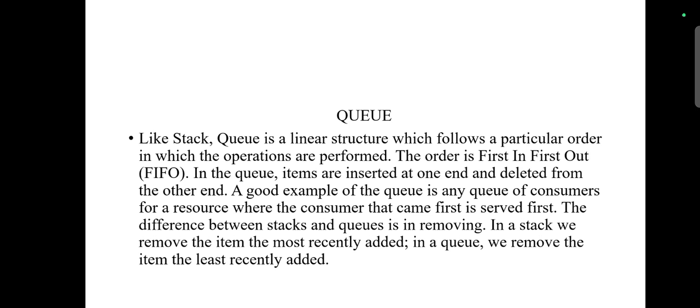What do you mean by queue? Queue is a linear data structure. In queue, it will be considered as first in, first out manner. The person who comes first will get the things first. That is called queue. So it is called first in, first out.